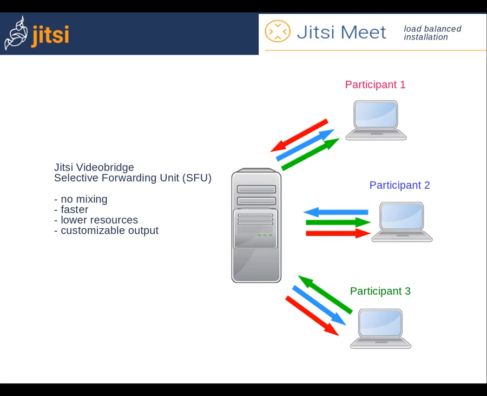Instead of mixing all incoming media into one single stream and sending it to all peers, like the traditional MCU servers do, the Jitsi Video Bridge only relays the media streams. There is no mixing. The advantages are that this way it is faster, lower on CPU and RAM resources, and also the output can be customized for each participant. For example, people may receive videos from only the last 4 or 5 active speakers, and the quality of the streams, hence their size, may be lower if the receiver has lower network speed.